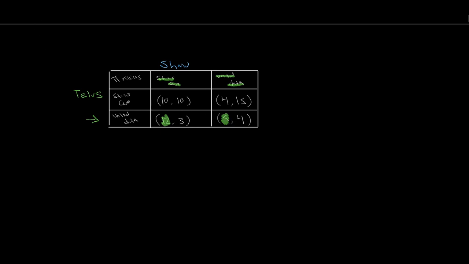Great. What about going the other way? What if we're Shaw? Well, we're going to do the same thing. We're going to fix Telus's strategies. Let's change our colors. We're going to say Telus is going to go status quo. If Telus for sure goes status quo, I'm looking at either 10 or 15. Yeah, we'll take 15. What if Telus goes unlimited? Well, then we're looking at 3 or 4. Between these two, we'll take 4.